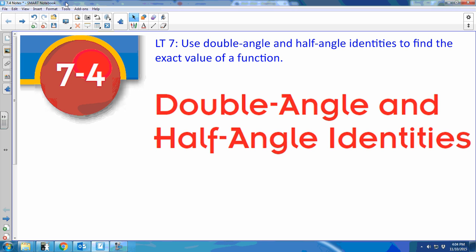We're going to do learning target 7 today, and we'll do learning target 8 tomorrow. Learning target 7 is just more algebra and more identities. So today we're going to talk about the double angle and half angle identities. Again, more identities that you don't have to memorize. They're on the formula sheet for you to use. You just need to know how to use them, and you'll be fine.